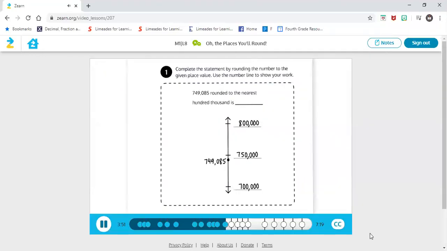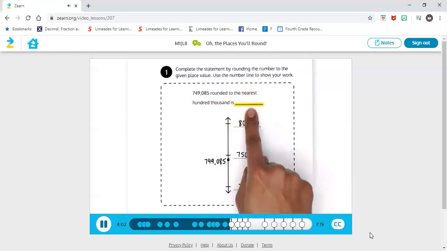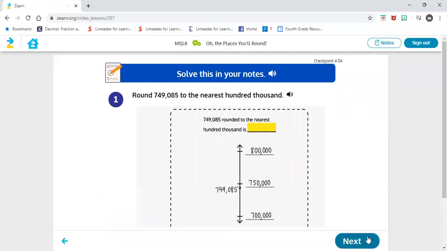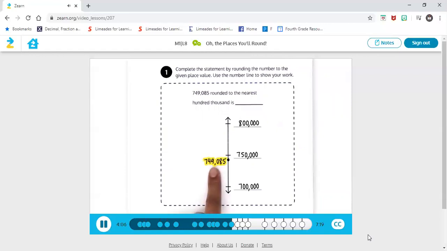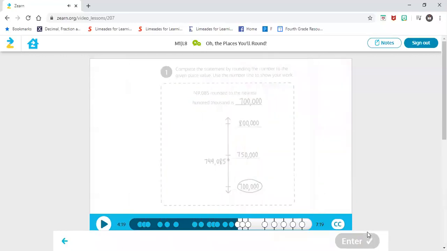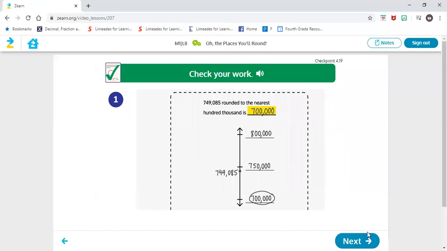Now we're ready to round. What is 749,085 rounded to the nearest 100,000? Think about which 100,000 it's nearer to. Write your answer here. We can see that 749,085 is below 750,000. So 749,085 rounds down to 700,000. Check your work. All right, if that's not what you have, please pause here and correct it.